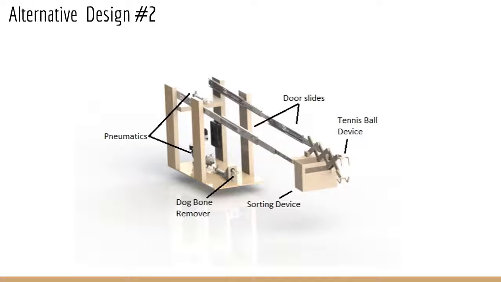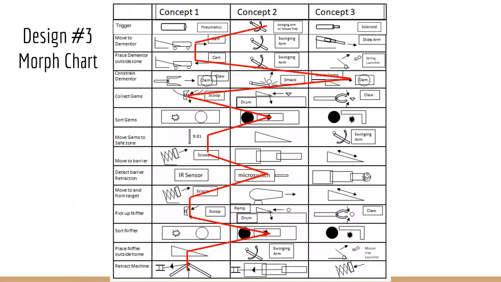Here's the CAD model for our second design alternative. Here's the piston, which pushes the sliding arms out to the center. Here's a sorting device, which ingresses the gems and nifflers and sorts them. Then we have the scissor arm with the preloaded tennis ball. It reaches out to the middle. Once this is deployed, it detects the barrier drop with the IR sensor and deposits the tennis ball. Then we have a grappling hook powered by a piston which launches out to the dog bone, and then a motor which pulls the dog bone in.